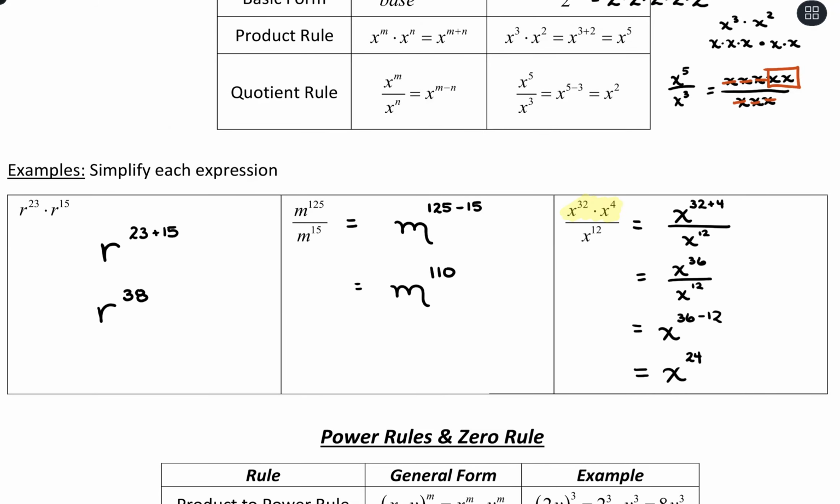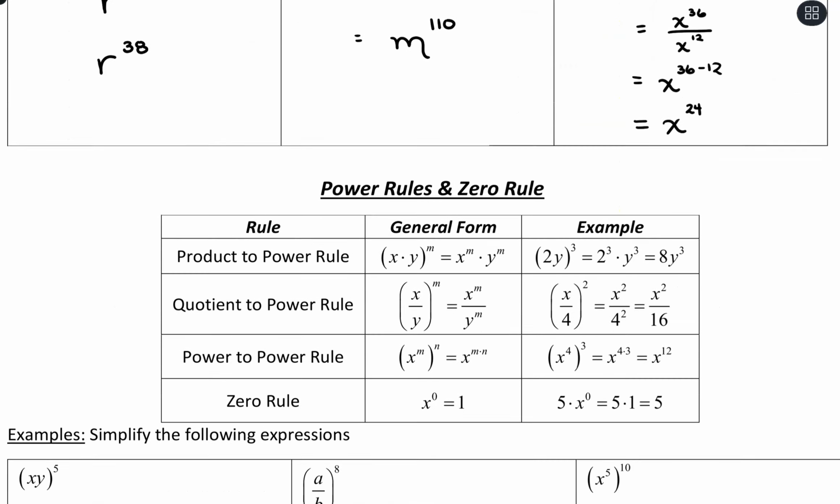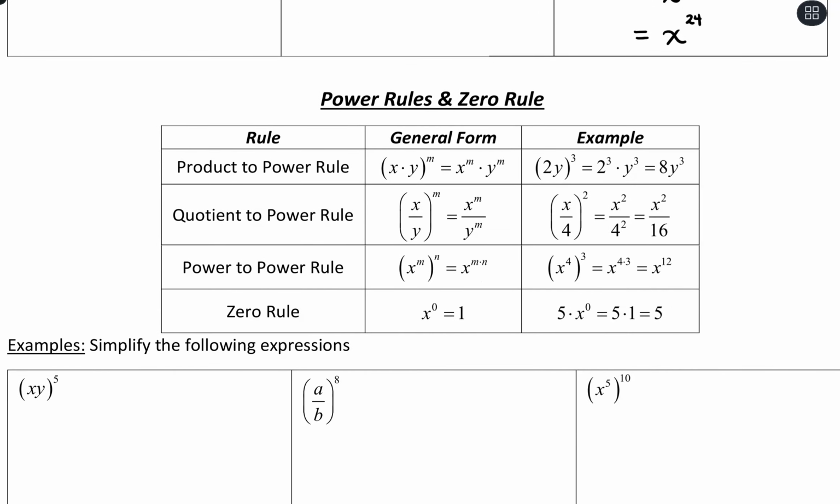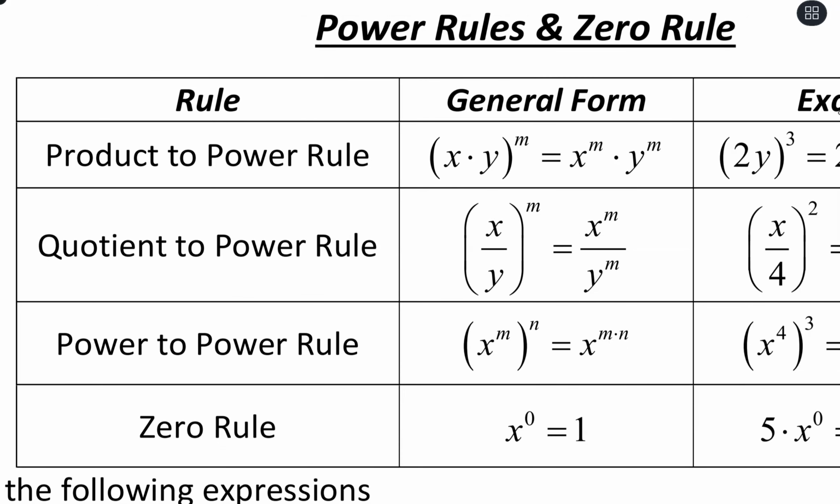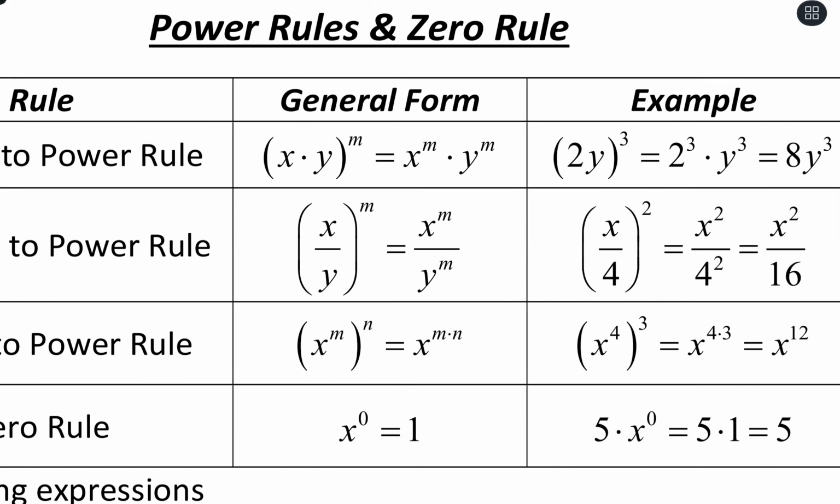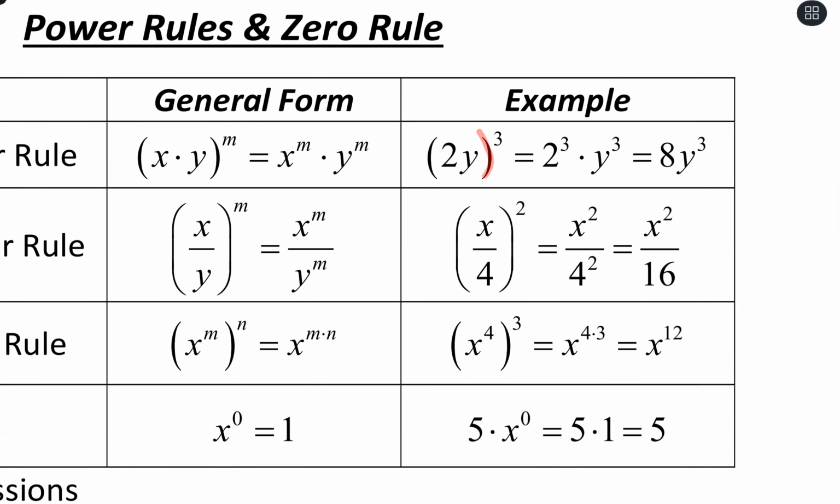Okay, so there's our product and quotient rules. Let's go on ahead to our power rules and rule of 0. So our product rule says, in parentheses, if we have values multiplying together and those are being raised to the same exponent, that exponent will go to each factor that's in the parentheses. So for example, if we have 2y in parentheses being cubed, 2 is going to be cubed and y is going to be cubed. So altogether we would have 8y cubed.